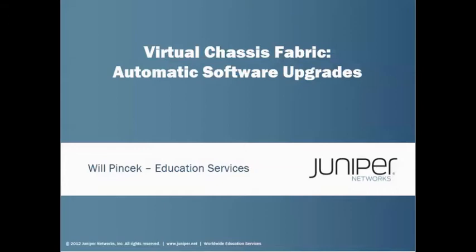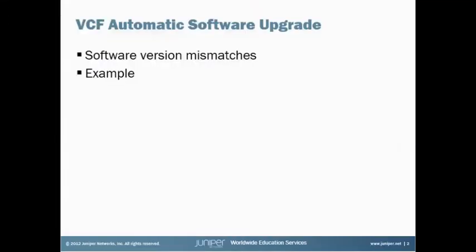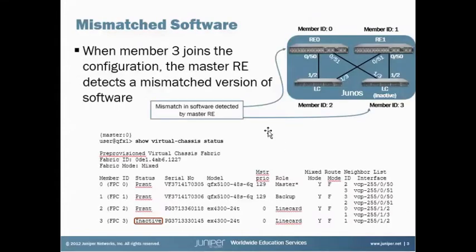I work for Juniper's Education Services Department, and this Learning Byte will discuss the automatic software upgrades feature that can be used in both virtual chassis fabric and virtual chassis topologies. We'll start off talking about software version mismatches and how the master RE handles that in a virtual chassis or virtual chassis fabric, and then we'll do an actual example.